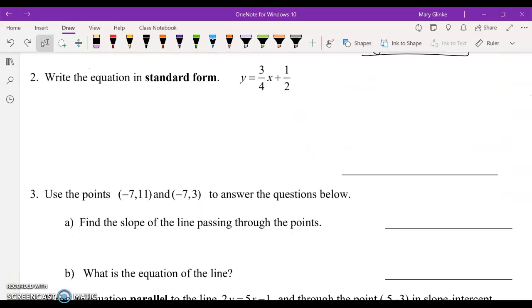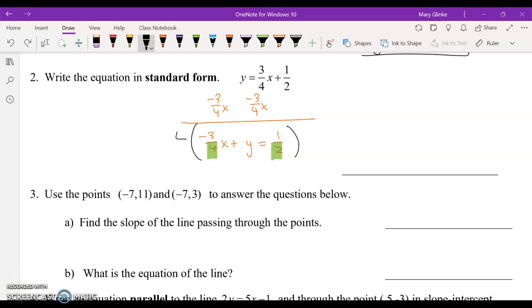For number 2, to get this into standard form, we first need to move the x to the other side. We would get negative 3/4 x plus y equals 1/2. We then would need to get rid of all of our fractions. So we have two different denominators, a 4 and a 2. If you imagine trying to find common denominators for this, a common denominator between both of those would be 4. So we're going to multiply by 4.